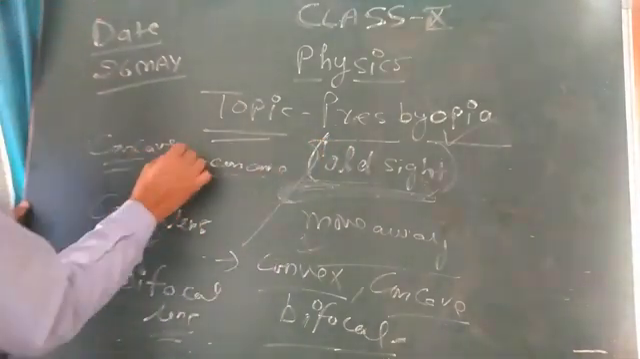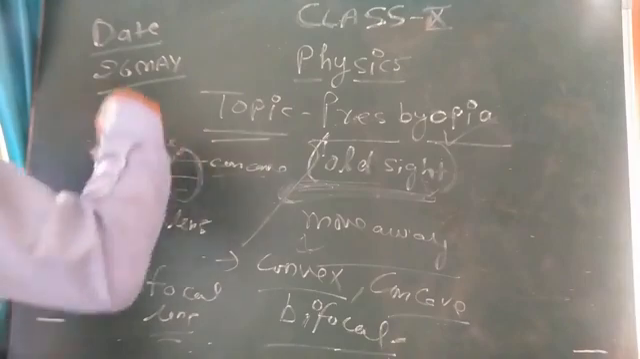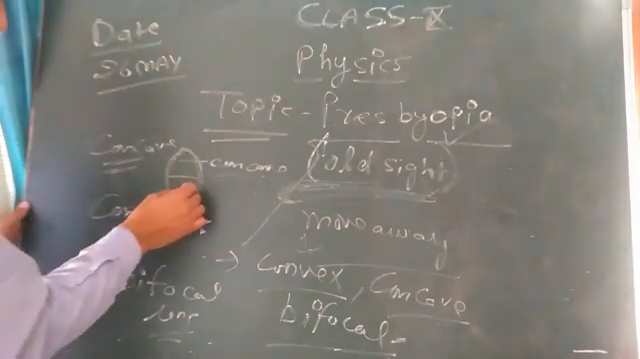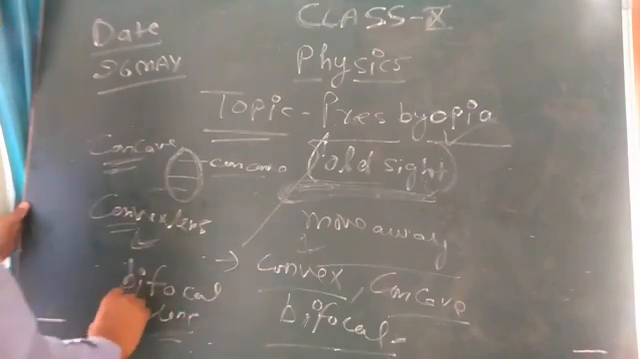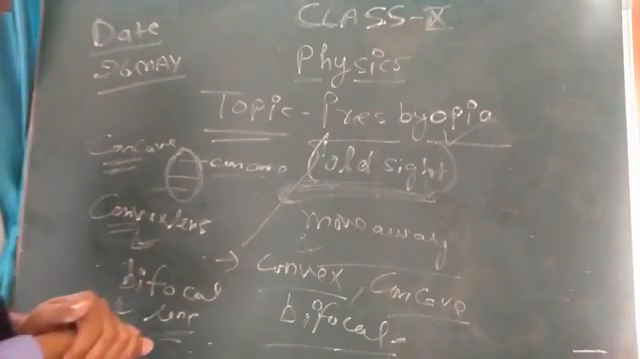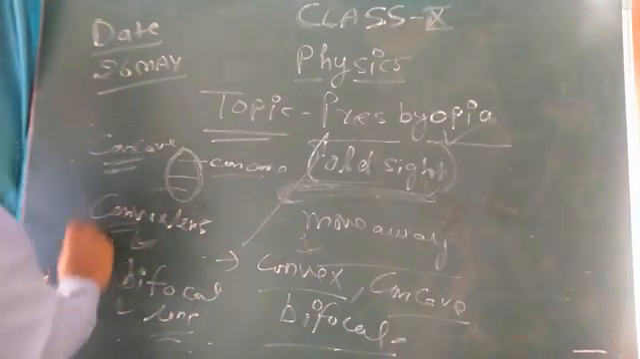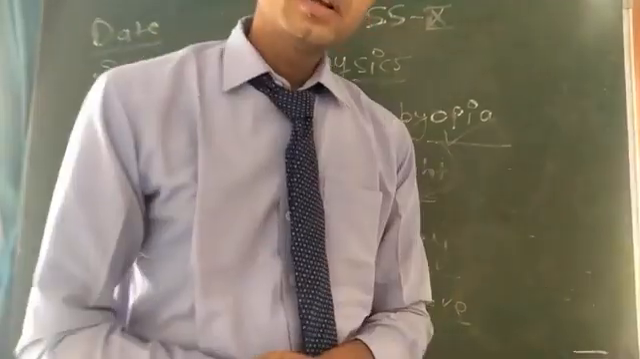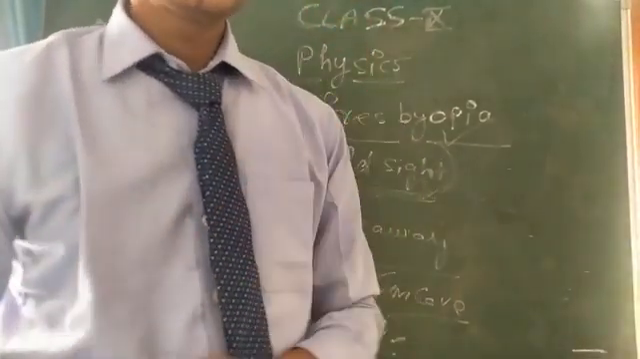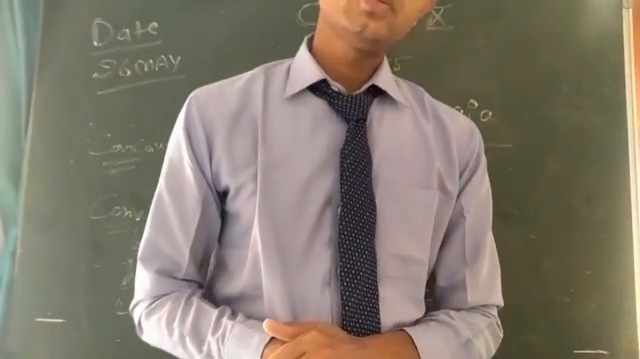The upper portion consists of a concave lens to see far-off objects, and the lower portion consists of a convex lens to see nearby objects. So this is the presbyopia defect. Now the defects of vision are completed. I have discussed all three defects: myopia, hypermetropia and presbyopia.